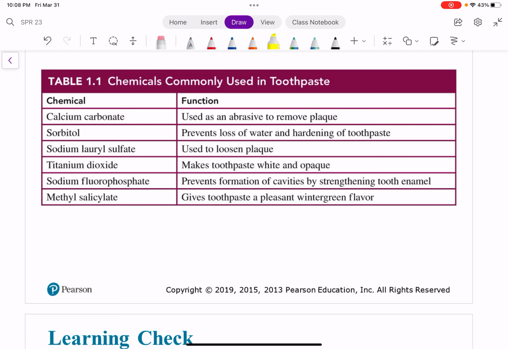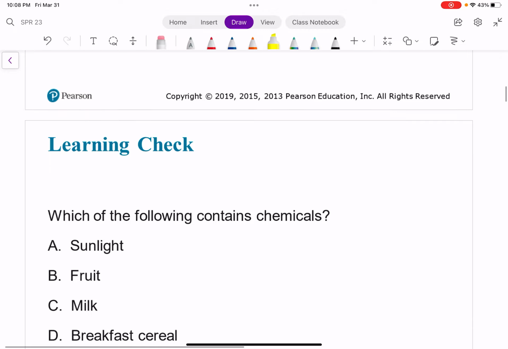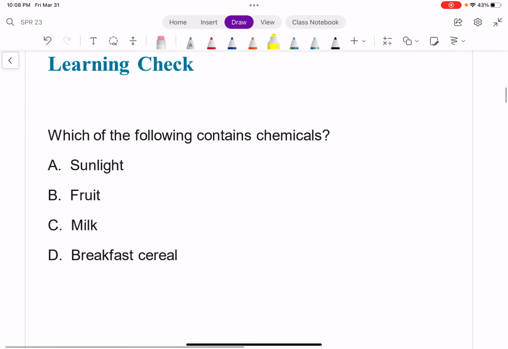Calcium carbonate's a really cool chemical. It's found in your tooth enamel and eggshells, coral reefs. It's what makes your tooth enamel so hard and white. So just kind of an interesting thing. They do put it in toothpaste to be abrasive, and that's because of how hard it is. So just kind of an interesting tidbit there.